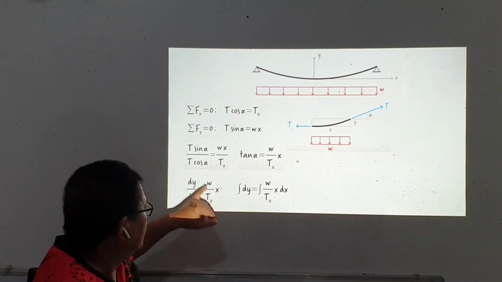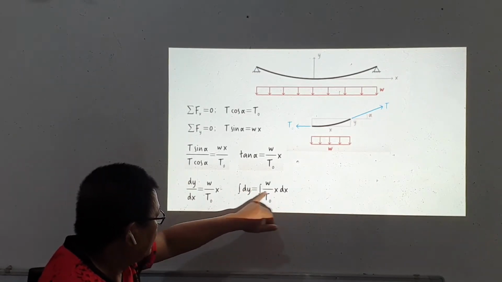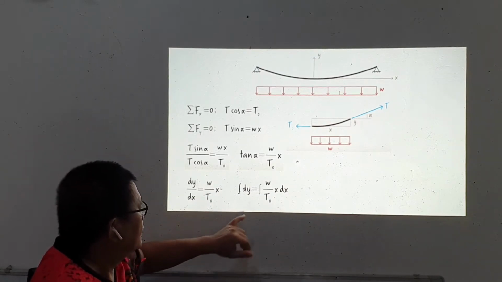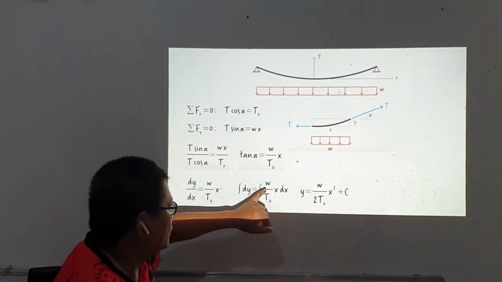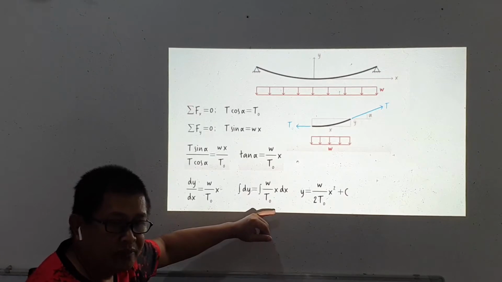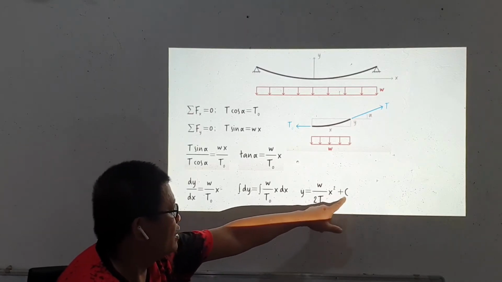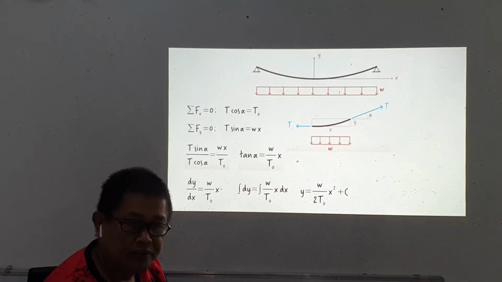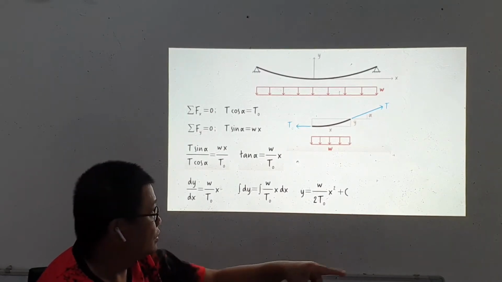We also integrate the right side, similar to the previous integral of dy/dx. dy/dx is equal to w times x divided by T sub O. And the result of this is y is equal to w times x squared. We integrate x dx, which is x to the n plus 1 divided by n plus 1. So it's x squared divided by 2 T sub O plus c. So we have here a constant of integration c, and that is to be determined in accordance with the boundary conditions of the curve of the cable.